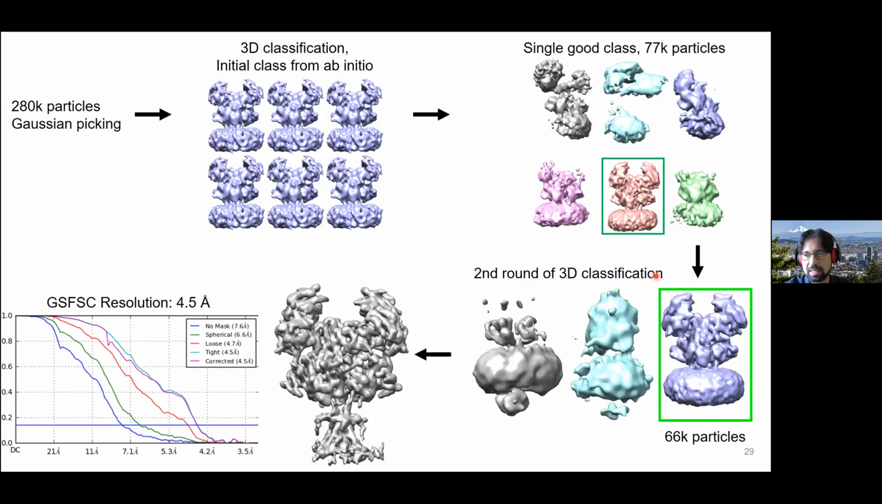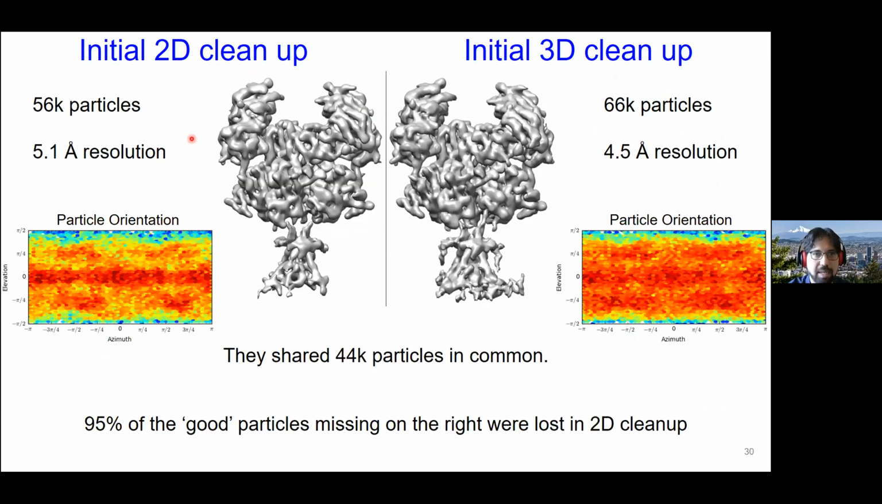And finally, I did a second round of 3D classification, got rid of another 11,000 particles. The resolution didn't improve, but I think the density features improved slightly. All right, so let's take a look at these two classes. On the left, I have my data set that was initially cleaned up with 2D classification, followed by a round of 3D classification. I ended up with 56,000 particles at 5.1 angstrom resolution.